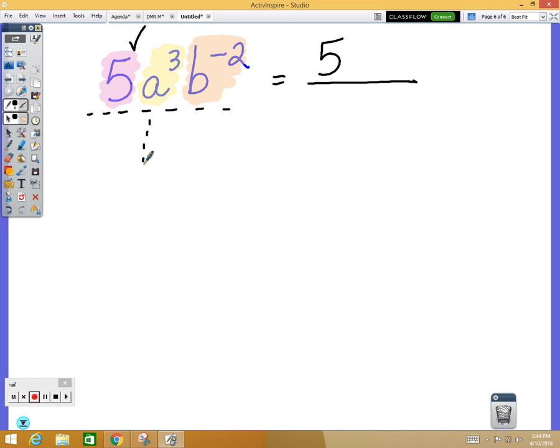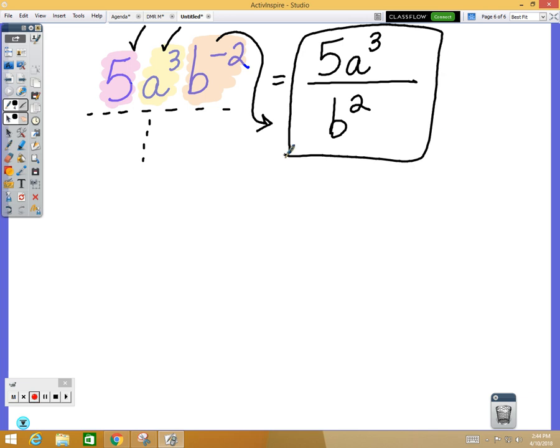We're just going to leave it. Is A okay? It has a positive exponent, right? So A is okay. So A to the third power can stay there. Is B okay? No. So we're going to move B downstairs, and it's going to become B to the positive second power. Yes. And then that would be your answer. And again, I like these better, because it's like, oh, you're actually doing something now.